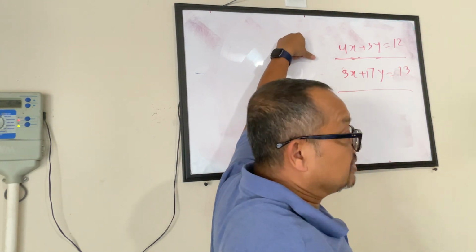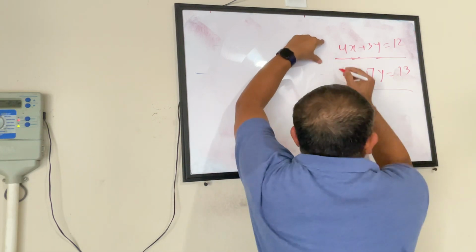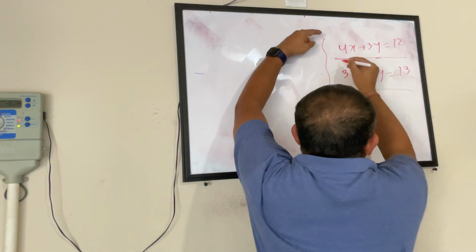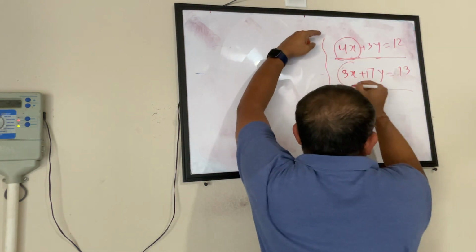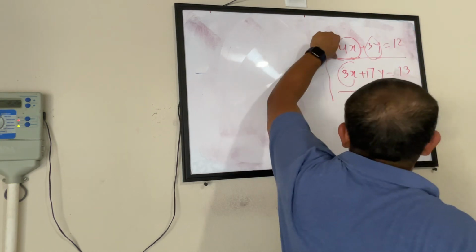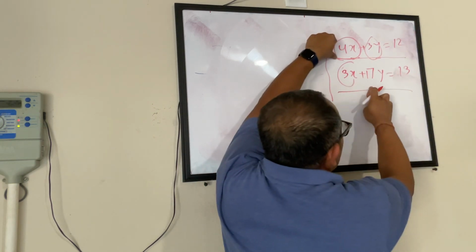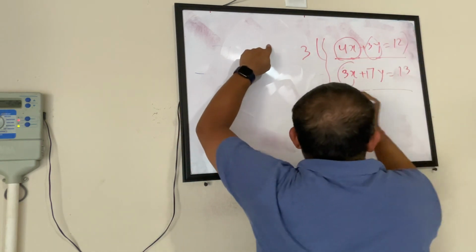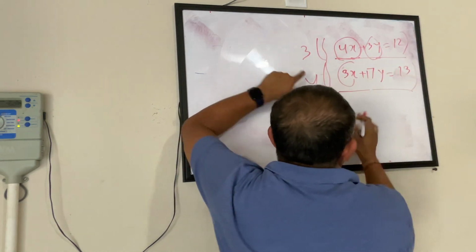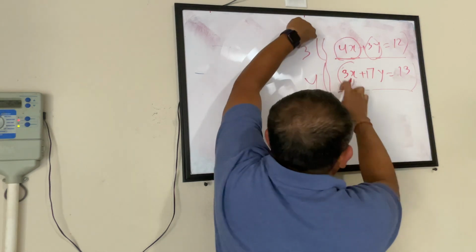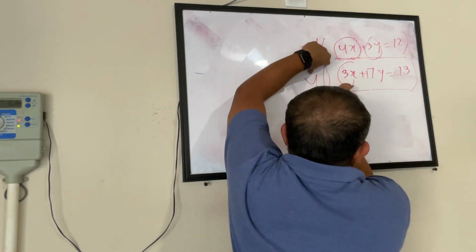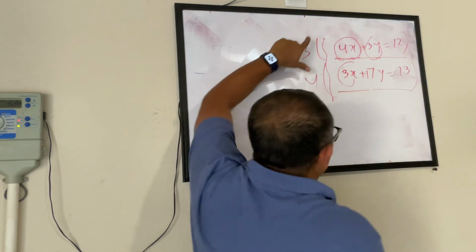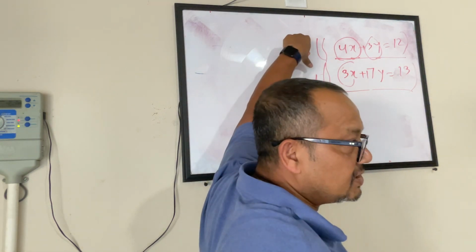That will not work. So the second approach is, I will try to find out how I can get the same number of x or y. Now here, this is 4x, 3x. If I multiply this equation by 3 and multiply this equation by 4, I will have the same number of x for sure, right? 3 into 4, 12x, 4 into 3, 12x. Now rest of the things will be good. So this is what we can do.